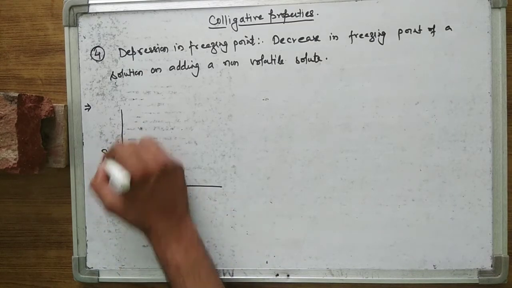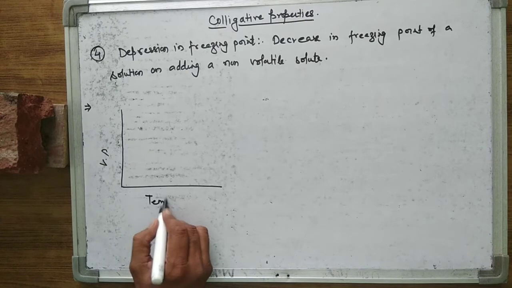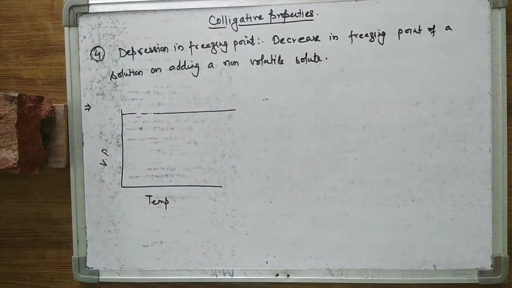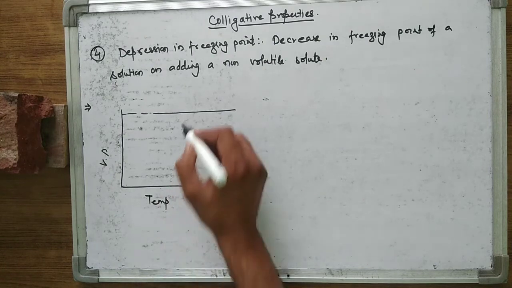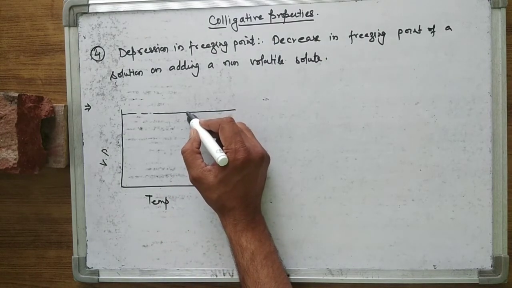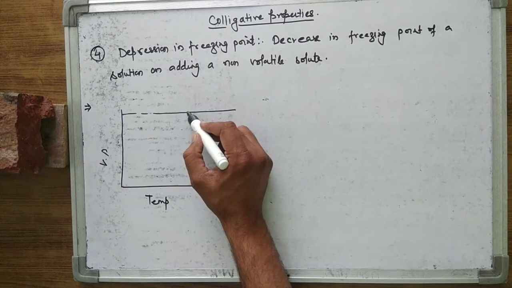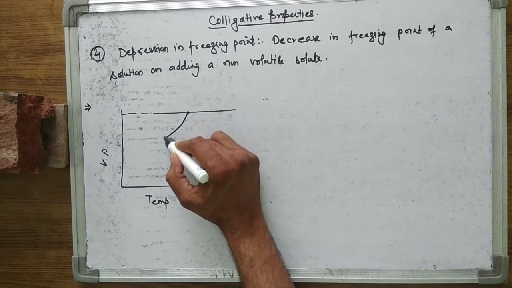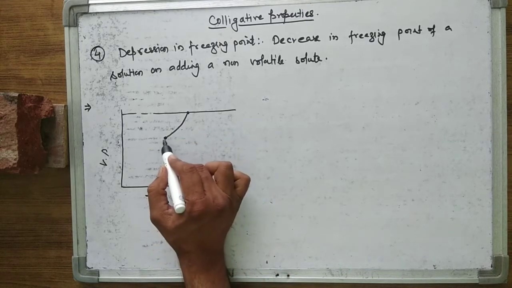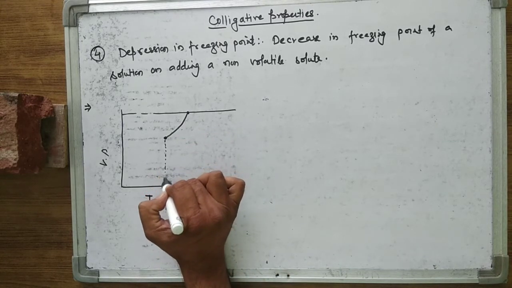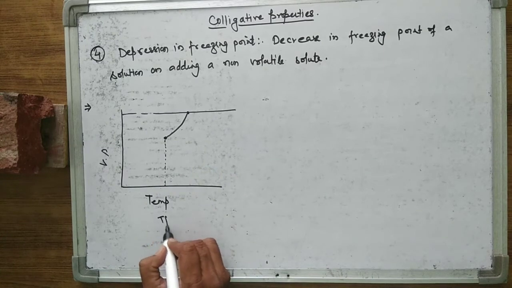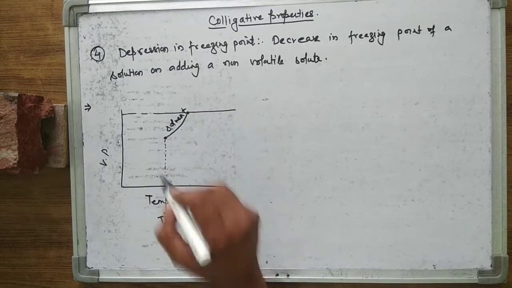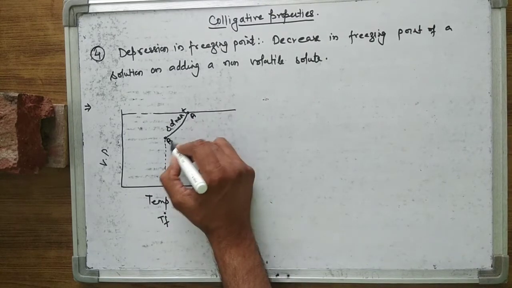This is the atmospheric pressure. Now we take a pure solvent at this position and start to freeze. Suppose it freezes at this temperature. We note down this temperature. This temperature is TF naught. This is for the solvent. This is point A and this is point B.